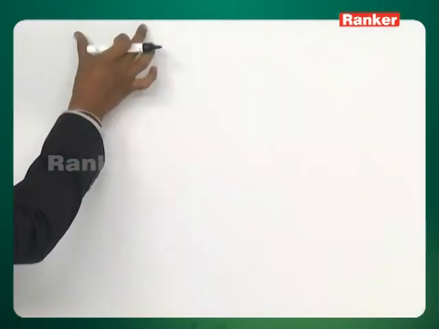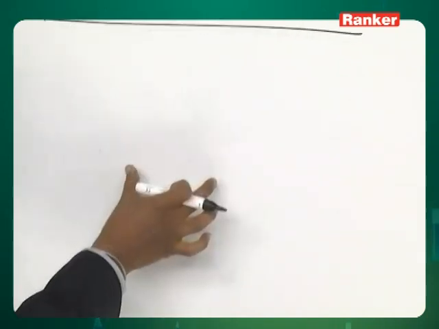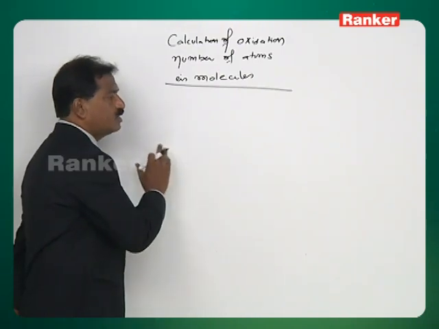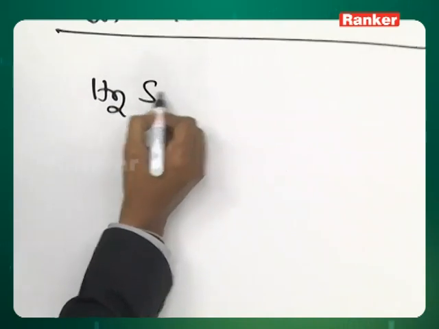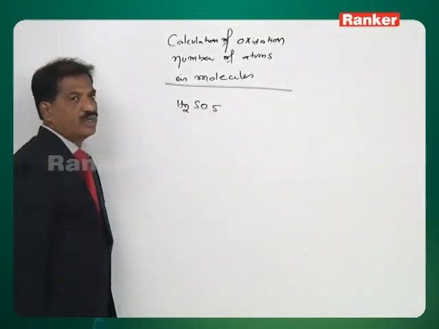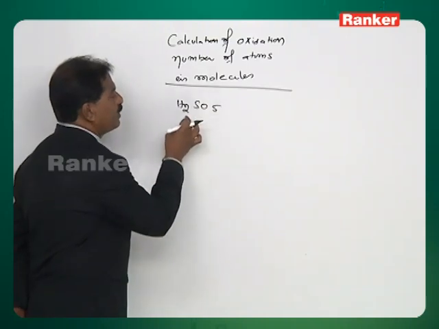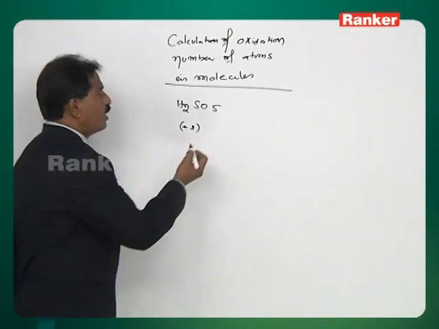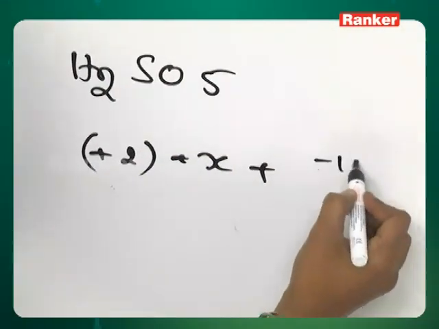See, in sulfur compounds, again, for certain sulfur compounds only we can apply the rules. For the majority of sulfur compounds, the rules are not applicable. For example, the given compound is H2SO5. If you apply the rules, we will get one particular value. Let us say the oxidation state of the 2 hydrogen atoms is +2 and sulfur is X. Oxidation state of the 5 oxygen atoms is -2.